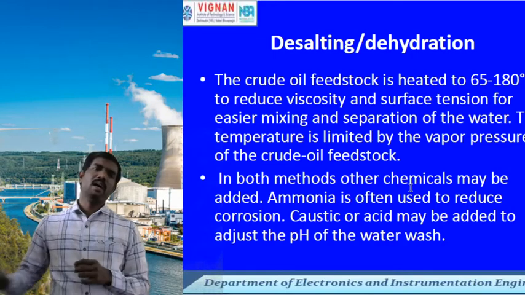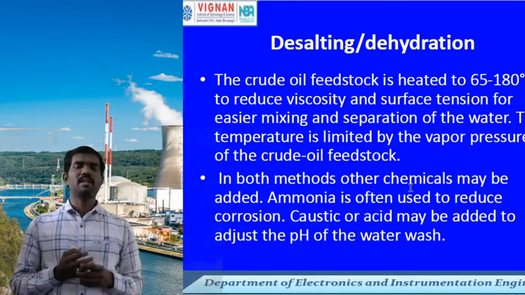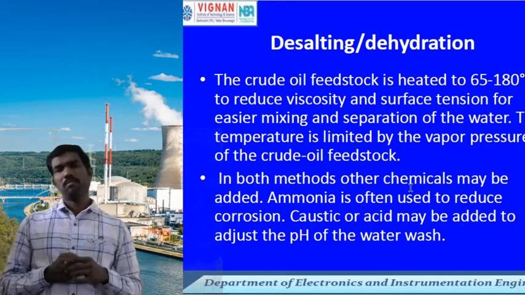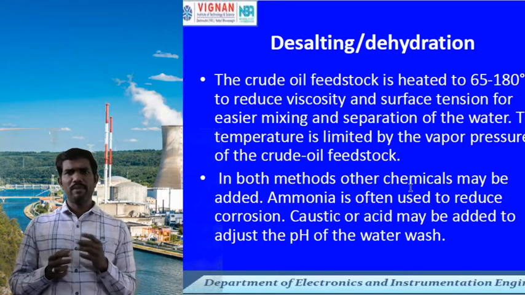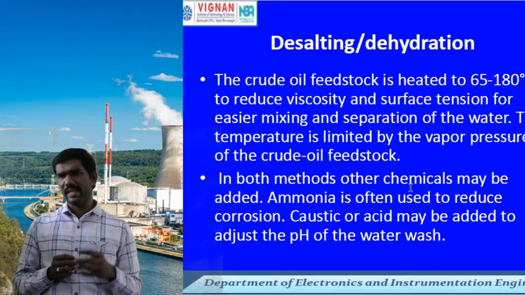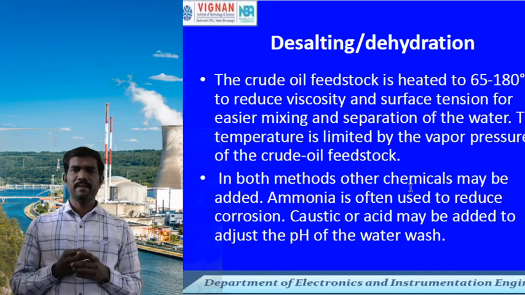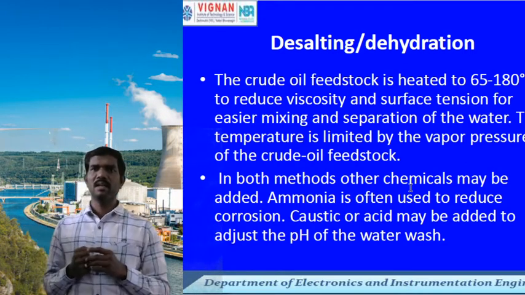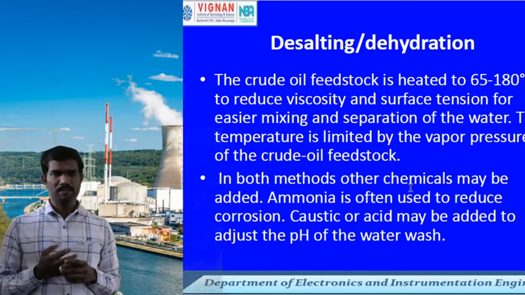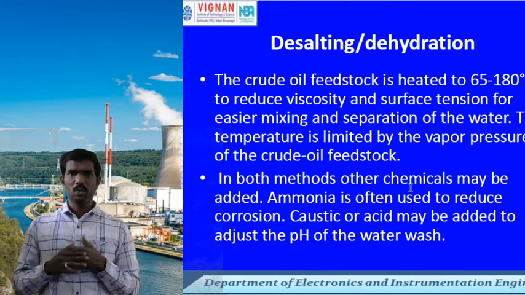Okay, so that is one type of process for desalting and dehydration of the crude oil. The crude oil feedstock is heated at 65 to 180 degrees centigrade to reduce the viscosity and surface tension for easier mixing and separation of water. So the temperature is limited by the vapor pressure of the crude oil feedstock.